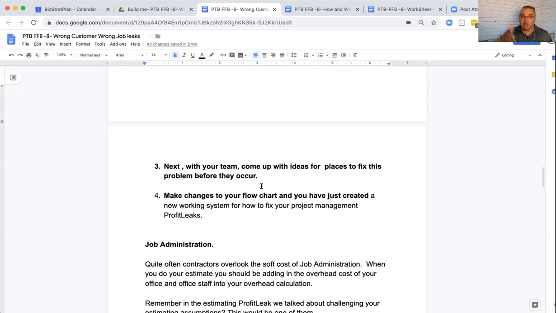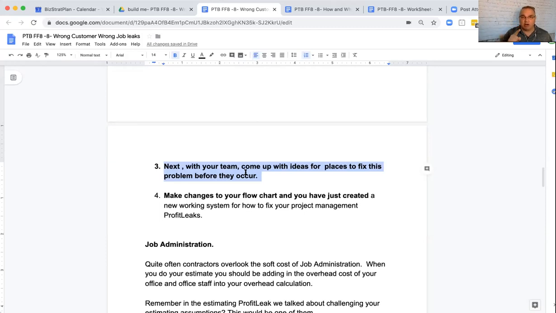Now, as the owner, I'd like you to facilitate this with your team. Come up with ideas for places to fix this problem before they occur. Just because the frustrations are between step 3 and 4 doesn't mean that's where the problem occurred. You might have to go way up the flowchart to figure out where the problem started.